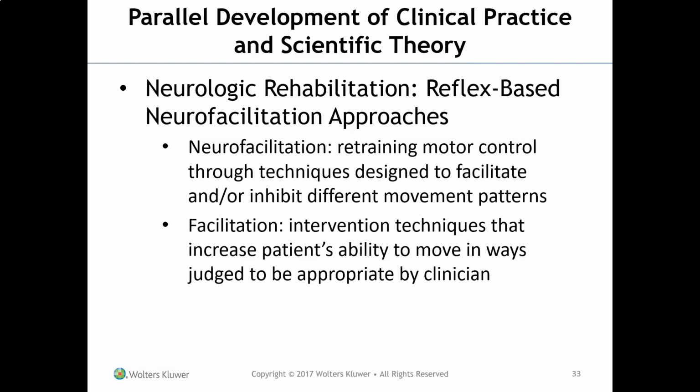Okay, so those are some things that we want to do. So maybe just having the patient reach for something, we have to use the triceps to reach, and that will relax the biceps. So using reciprocal inhibition. So there's a lot of techniques that we'll teach you throughout the semester. Facilitation is intervention techniques that increase patients' ability to move in ways judged to be appropriate by the clinician.